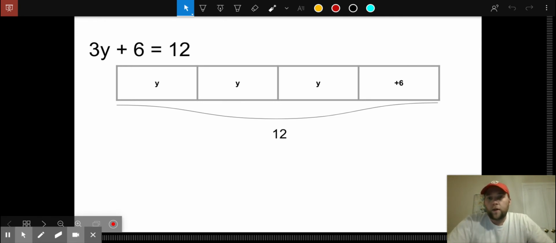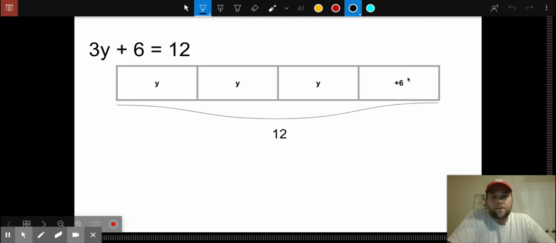So if you look at the problem on our screen, we have 3y plus 6 equals 12. And what I did is I created a tape diagram for you where we have our 3 y's, 1, 2, 3, and our plus 6. And if you see, I actually wrote the plus 6 because that's going to be important when figuring out how to undo it, okay?